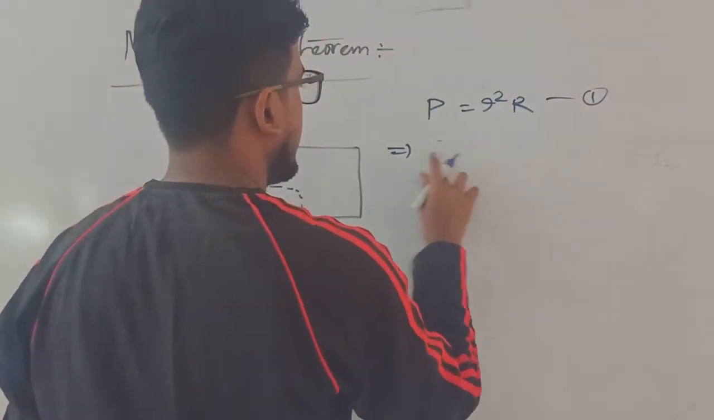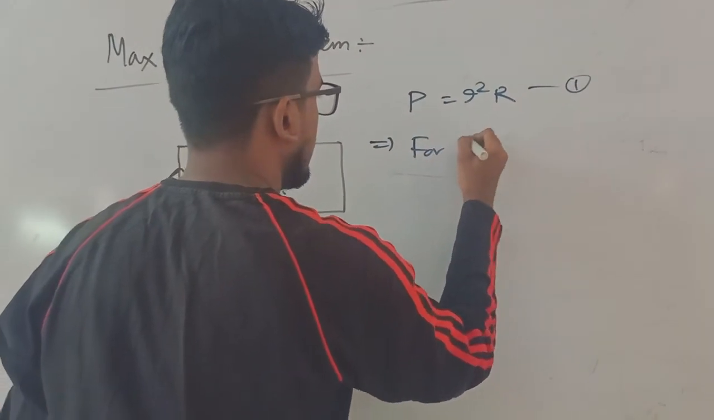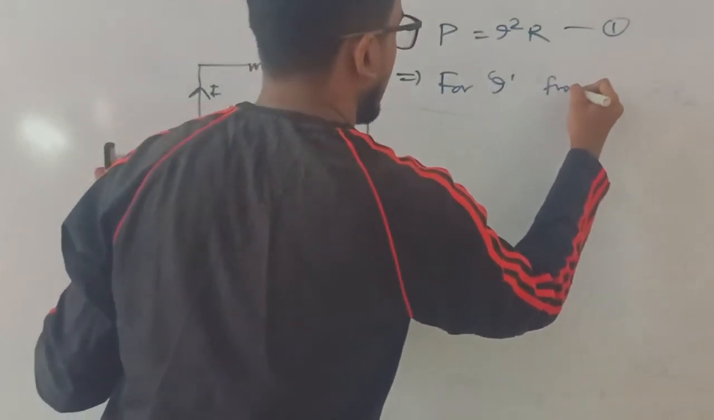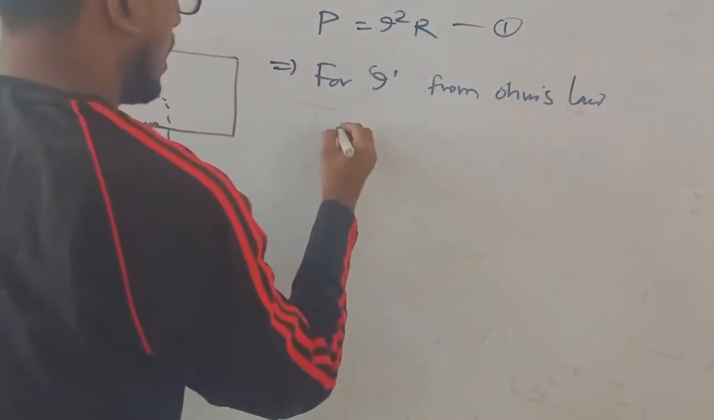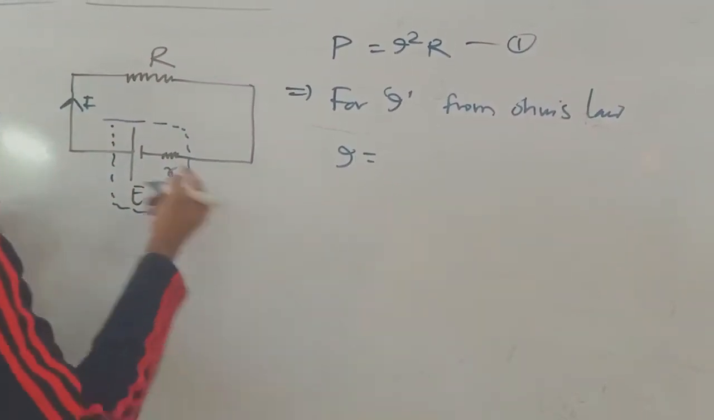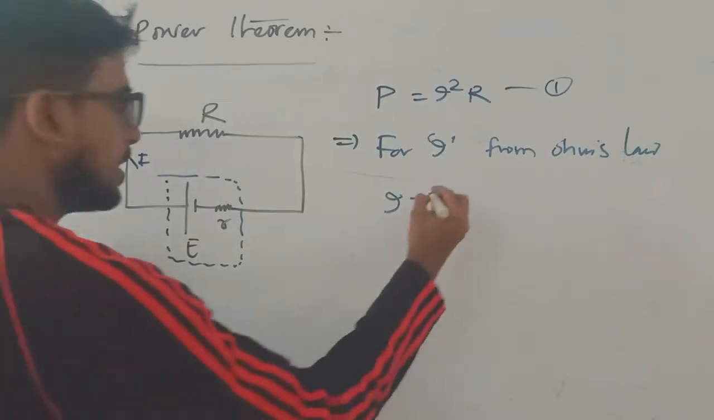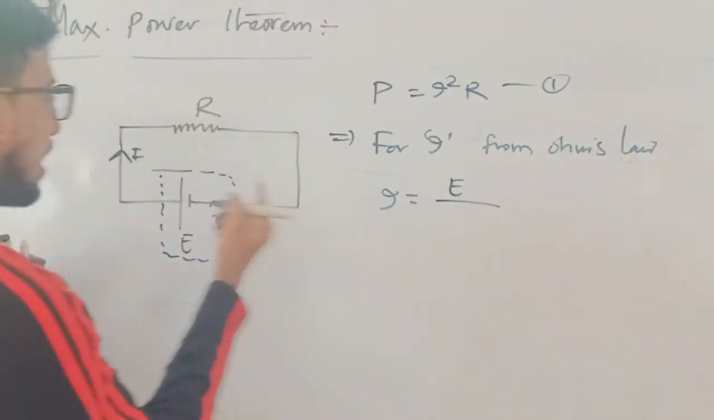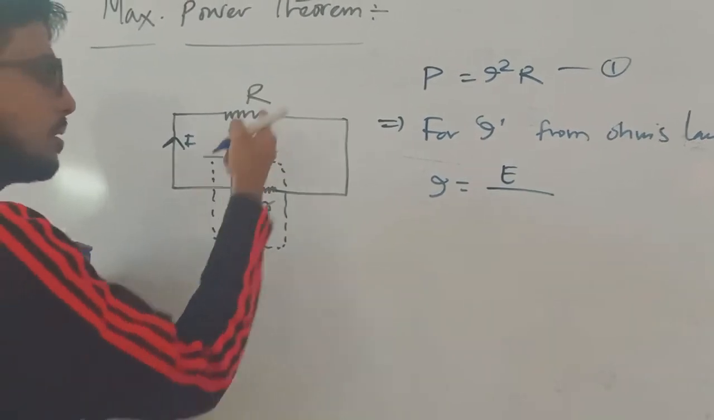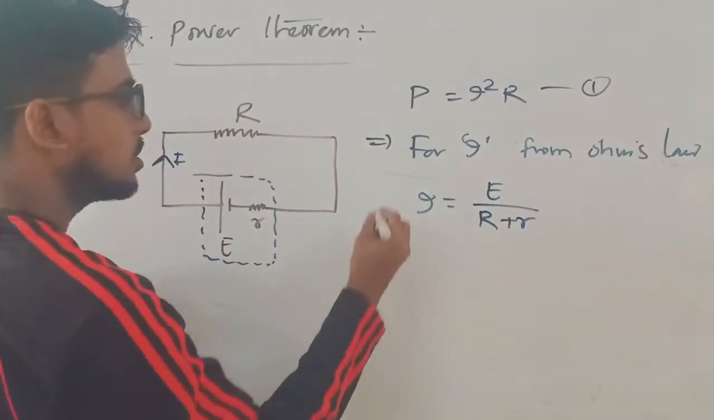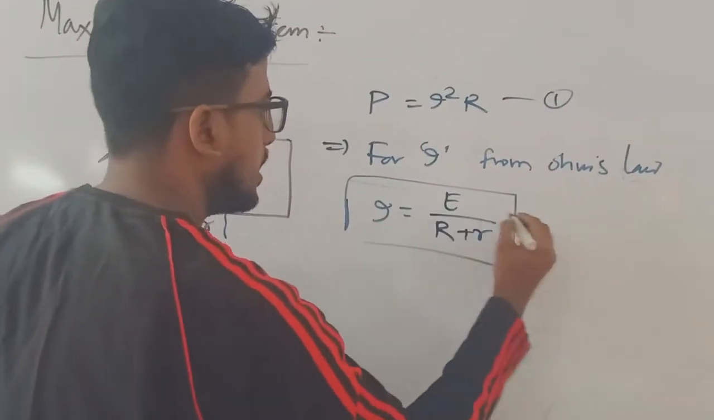So for I, from Ohm's law, I equals V by R. V will be how much here? EMF E divided by R. R will be how much? This load resistance capital R and internal resistance small r are both in series. So R equivalent will be R plus r. So this is the expression for I, equation 2.